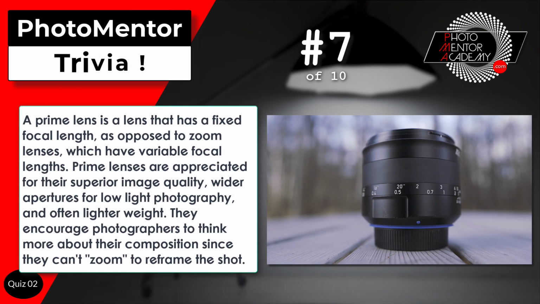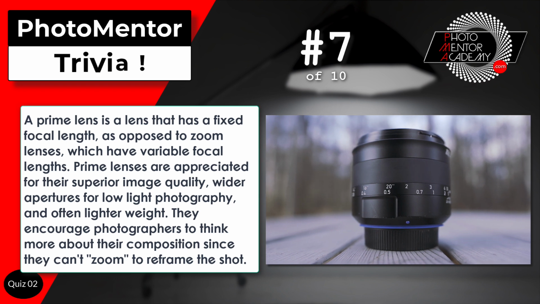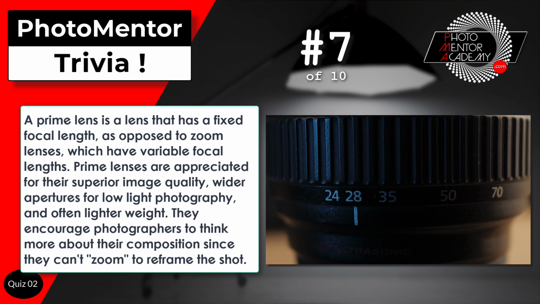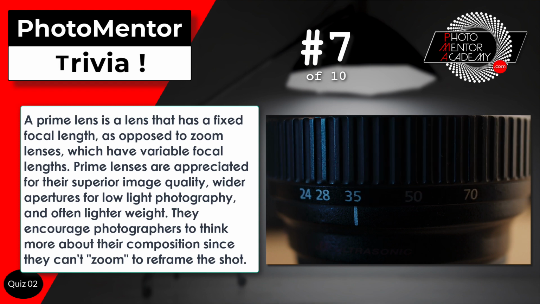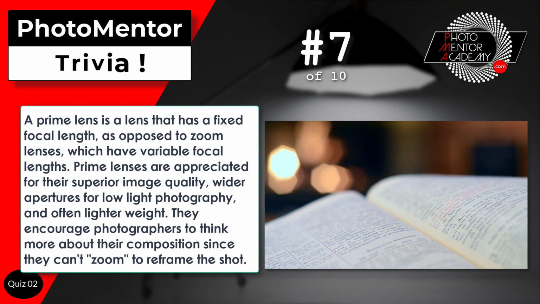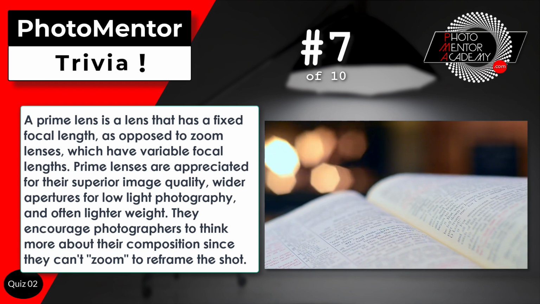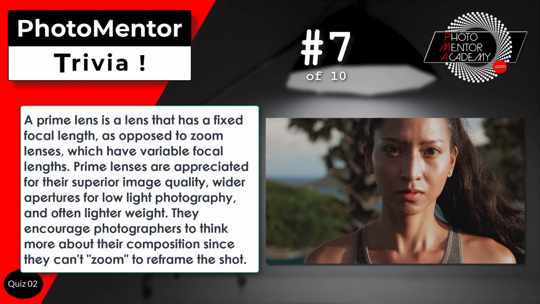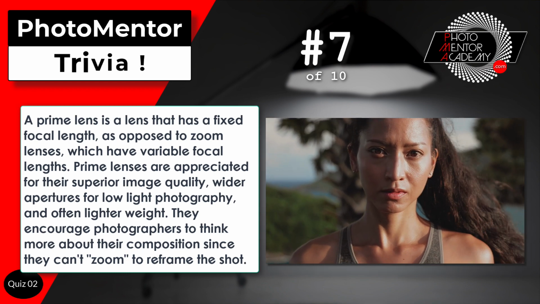The correct answer is B. Prime. A prime lens is a lens that has a fixed focal length, as opposed to zoom lenses, which have variable focal lengths. Prime lenses are appreciated for their superior image quality, wider apertures for low-light photography, and often lighter weight. They encourage photographers to think more about their composition since they can't zoom to reframe the shot.